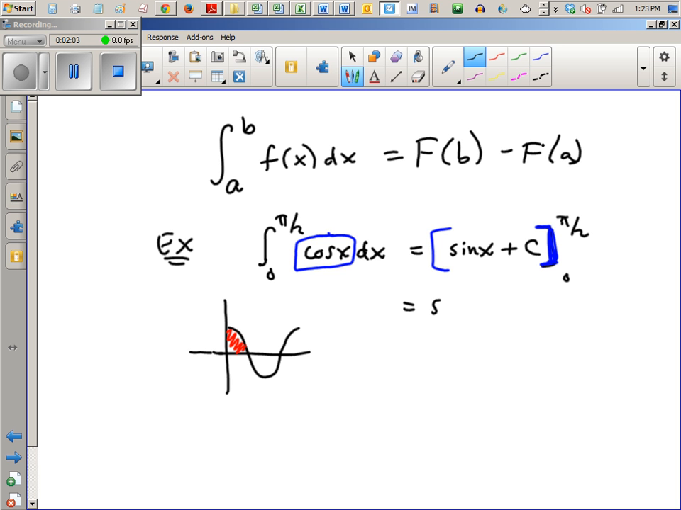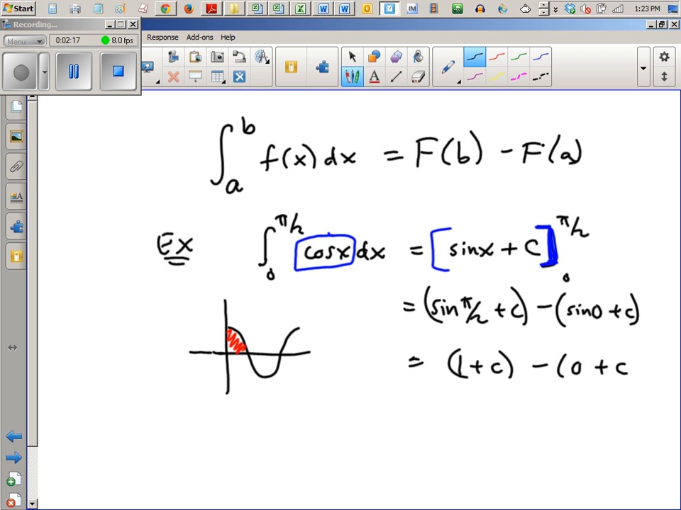So we're just kind of redoing this example. Sine of pi over 2 plus c minus sine of 0 plus c, which is 1 plus c minus 0 plus c. What always happens on these problems is the c will cancel out, which makes me regret even using it in the first place. So maybe next time I won't even write that plus c. And this answer is 1. So that just means that the area here is actually exactly 1.